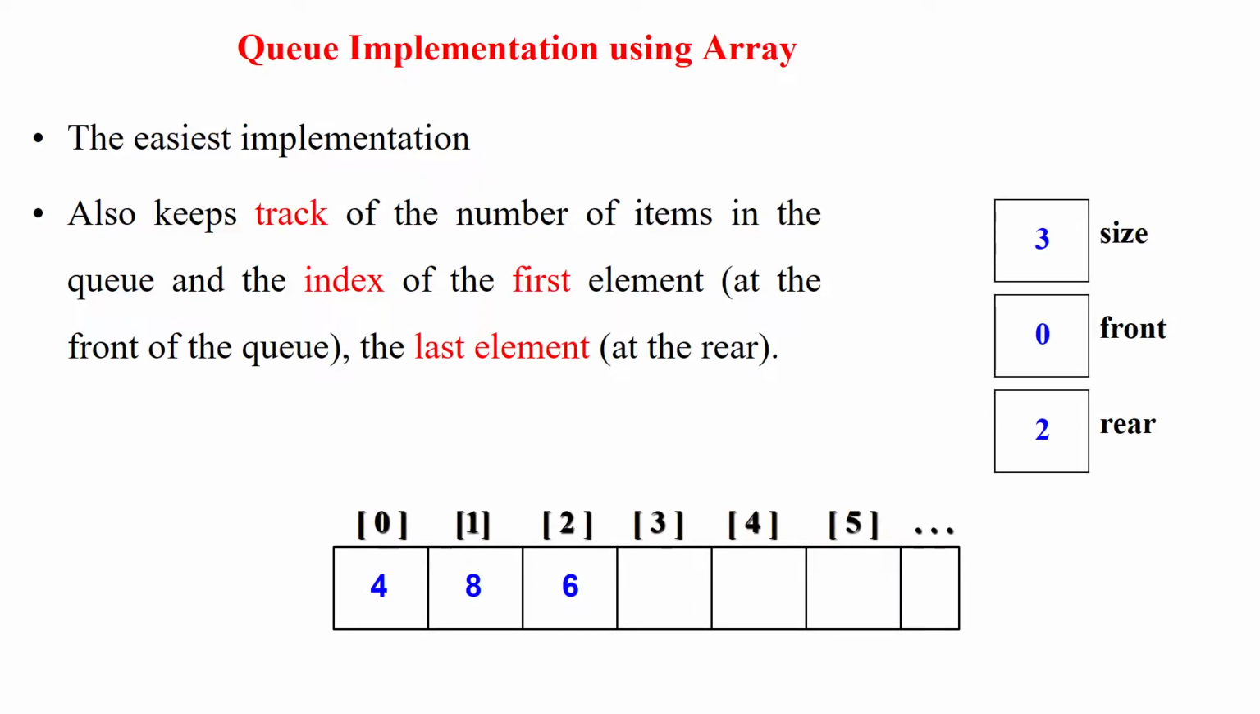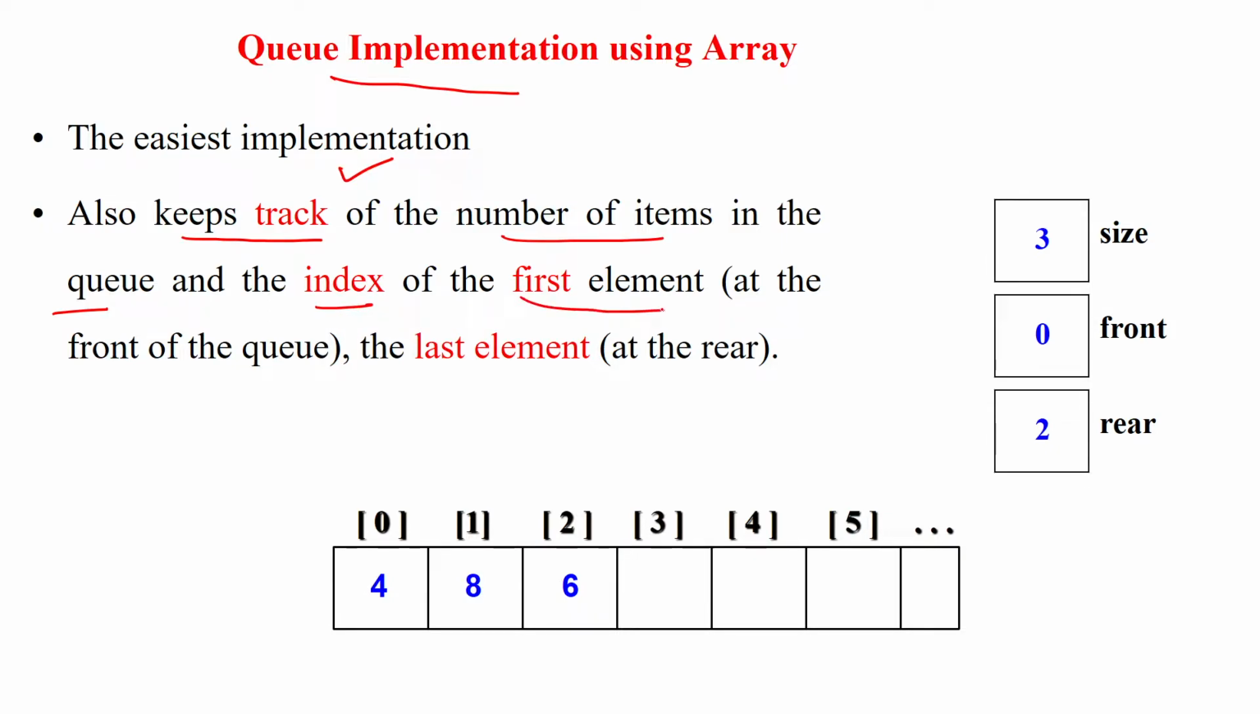Hi viewers, this video explains how to insert data into a queue by using Java programming. The queue implementation using an array is the easiest among the implementations of queue types, which keeps track of the number of data items inside the queue by using an index.